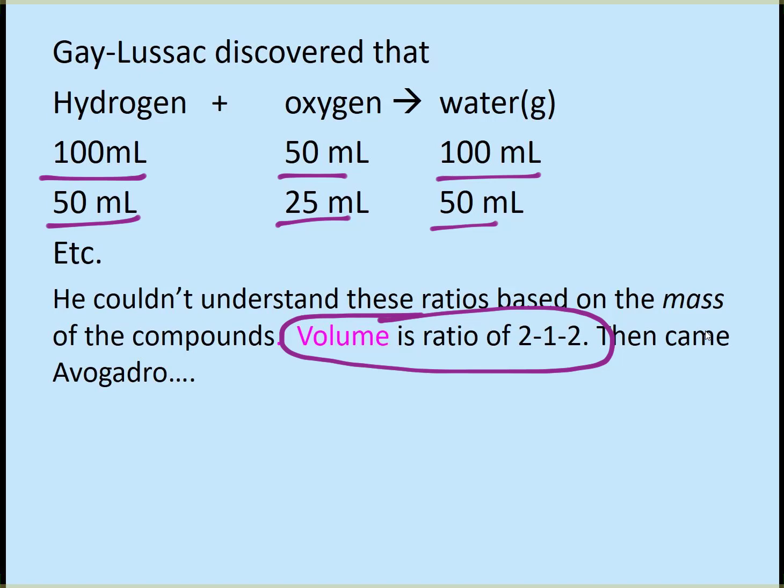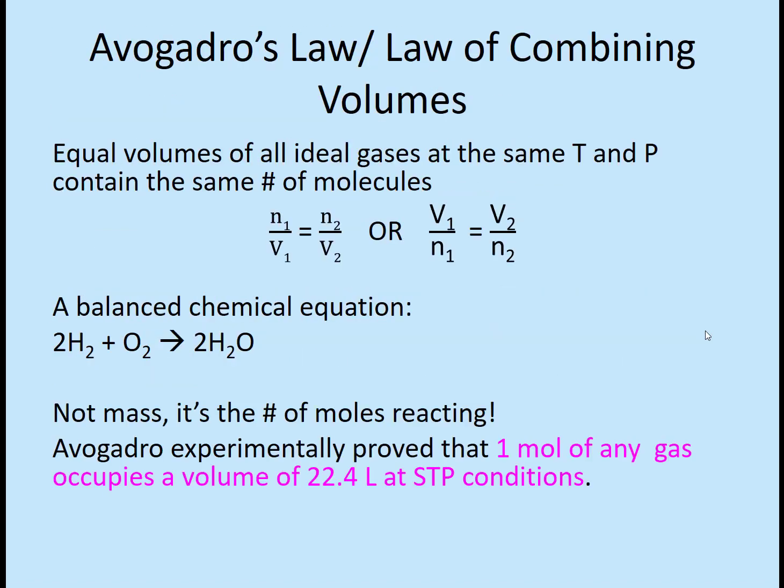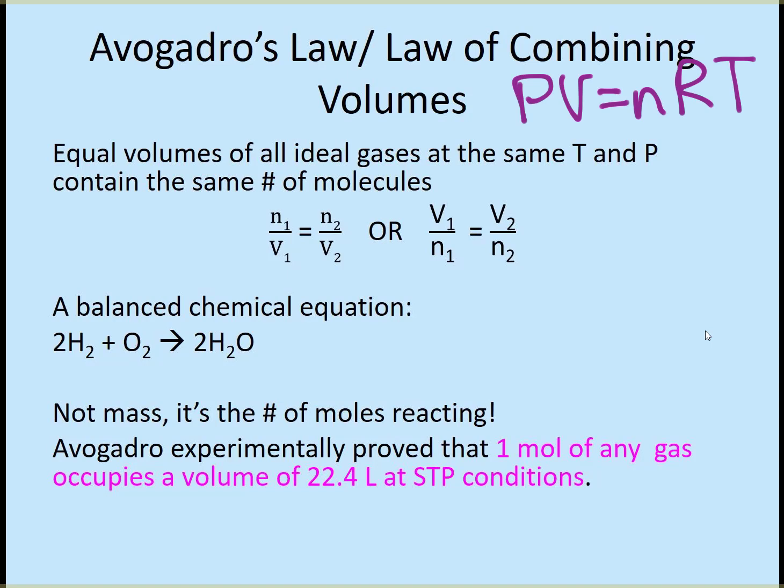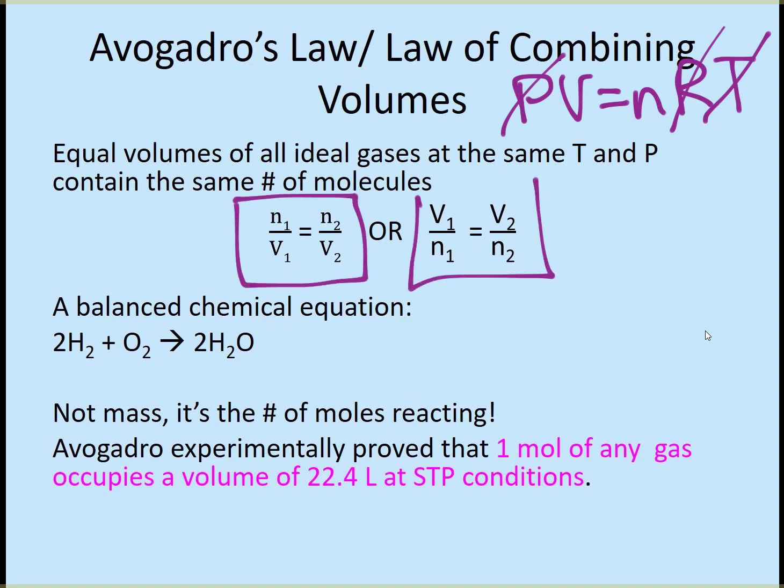Then along came Avogadro. So Avogadro's law, or the law of combining volumes, if we look at PV equals nRT, and if we have the same temperature and the same pressure, and of course our gas law constant is always the same, I'm left with just volume and the number of moles. And so you can look at this problem with the moles on top or the volume on the top, but you get the same thing.